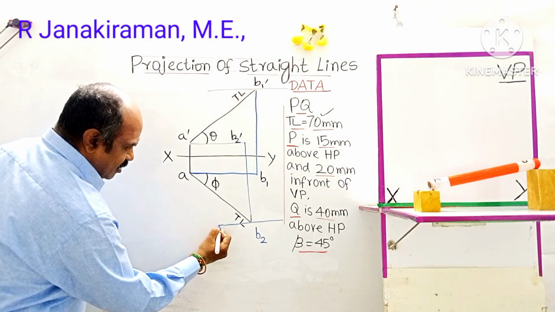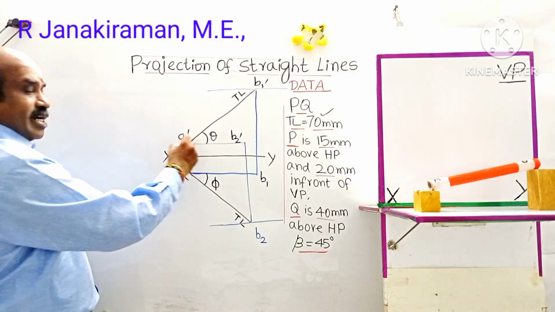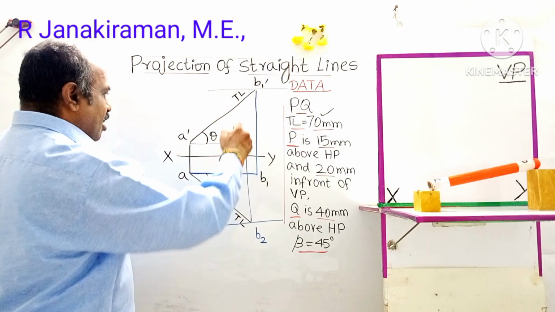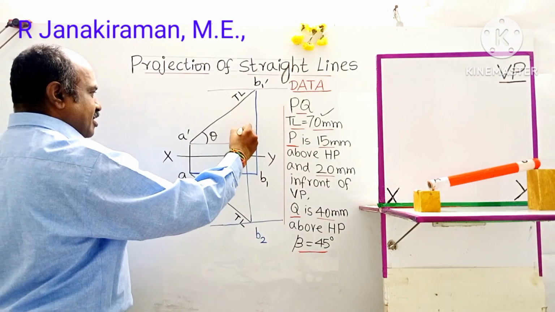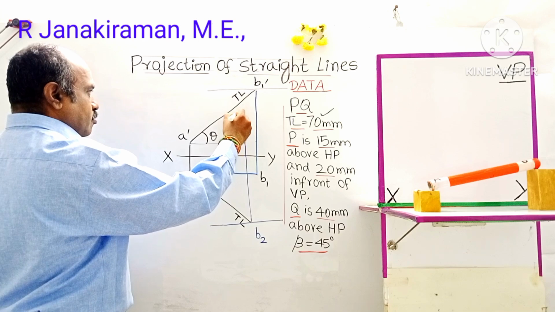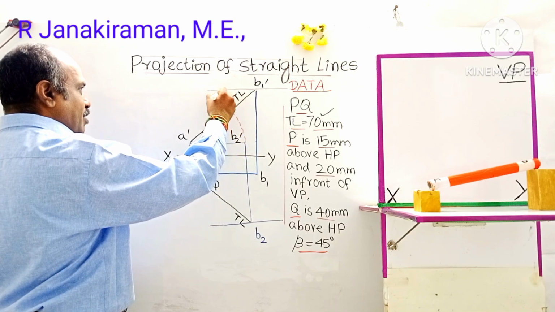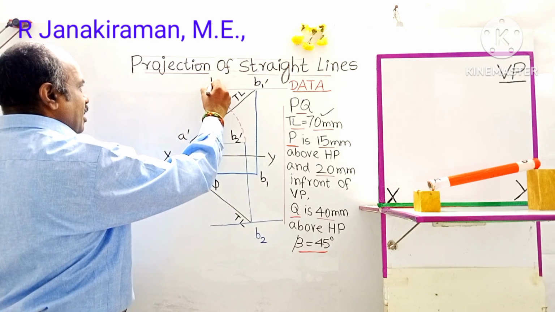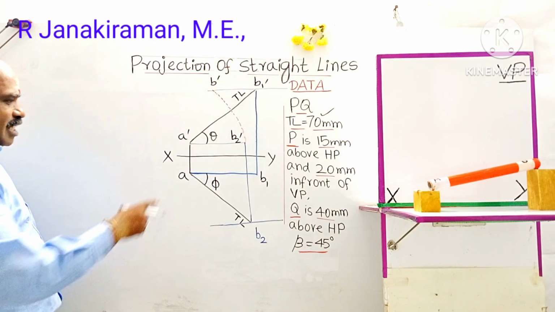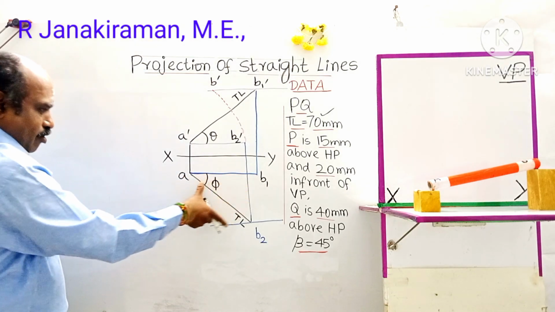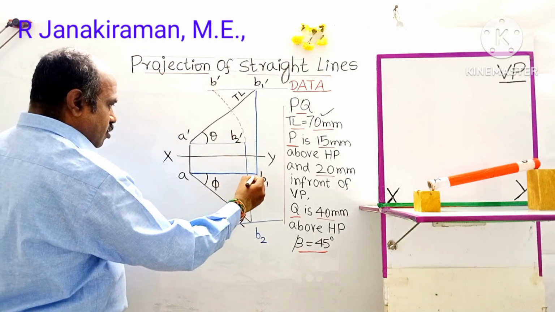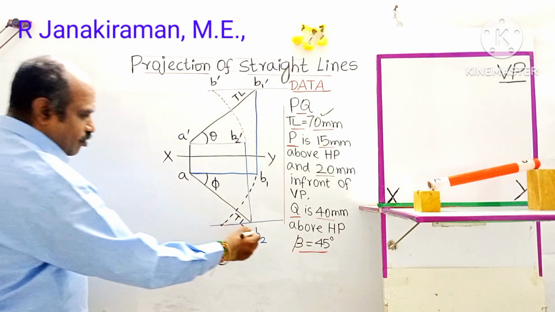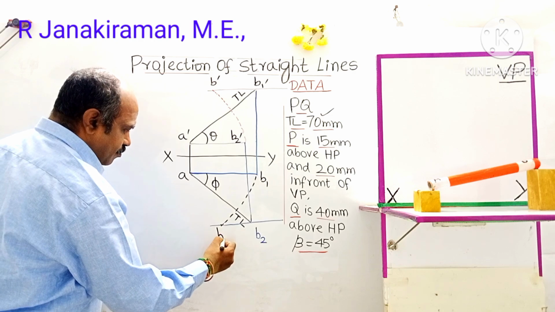Okay, so next by using compass with A dash as center, A B2 as radius, draw an arc upward. So this arc, where it intersects with this locus line passing through B2 dash, shall be marked as B dash. Similarly, with A as center, A B1 as radius, draw an arc downward. This arc where it intersects with this locus line passing through B2 shall be marked as B.